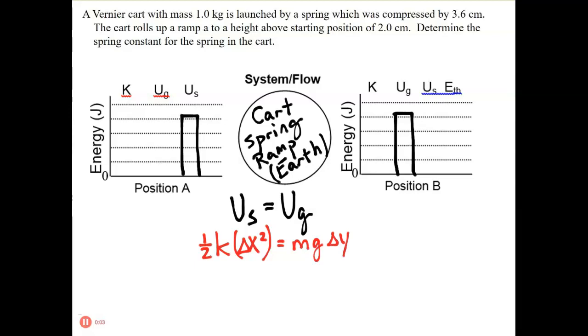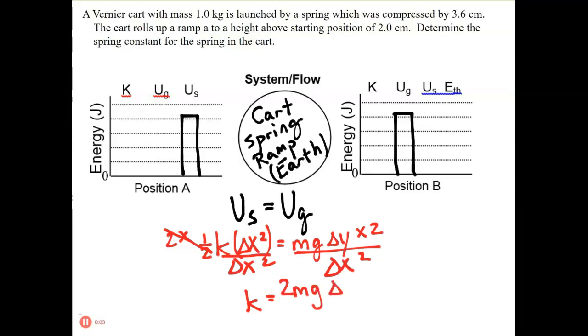We're trying to solve this one for K, so we could go ahead and rearrange and solve this for K. Multiply both sides times 2 to get rid of the half. And then divide by delta X squared. And then we've got this nice neat equation ready to solve for K. 2mg delta Y, all over delta X squared.